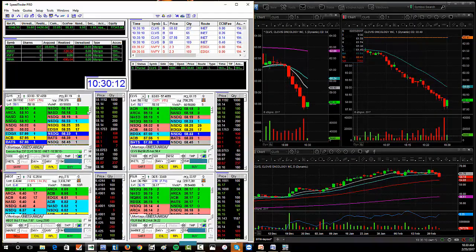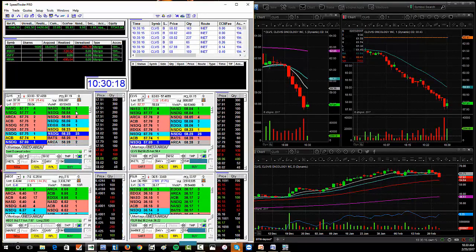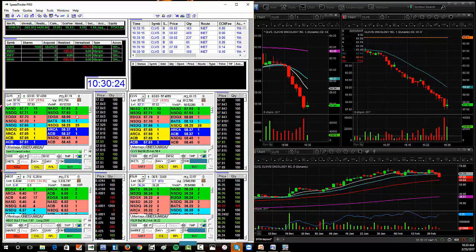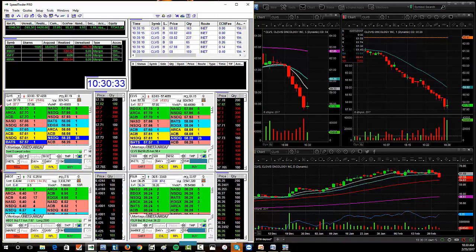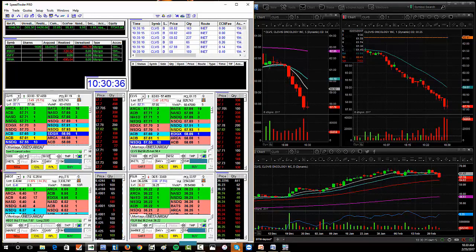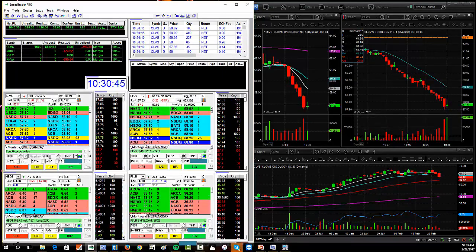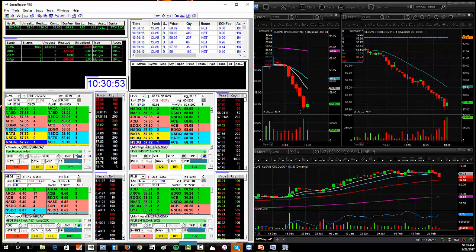Okay, I've got a partial position at 58. And we'll see if this bounces back up. Stop is at the low of day. So looking for the first candle to make a new high and then a move up towards 59, which would be the 20 moving average.